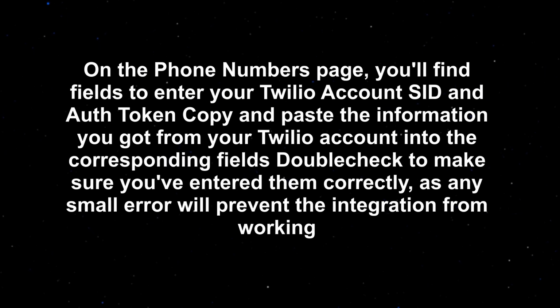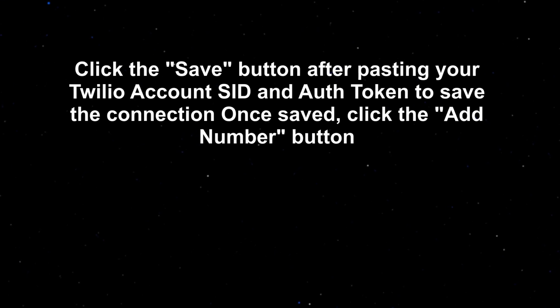On the phone numbers page, you'll find fields to enter your Twilio account SID and Auth token. Copy and paste the information you got from your Twilio account into the corresponding fields. Double check to make sure you've entered them correctly, as any small error will prevent the integration from working. Click the Save button after pasting your Twilio account SID and Auth token to save the connection.